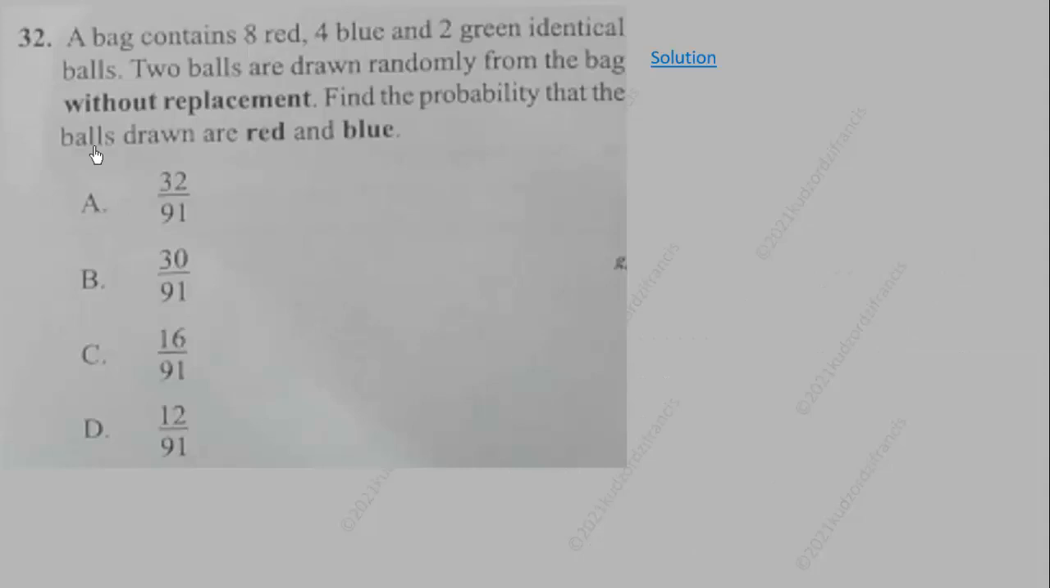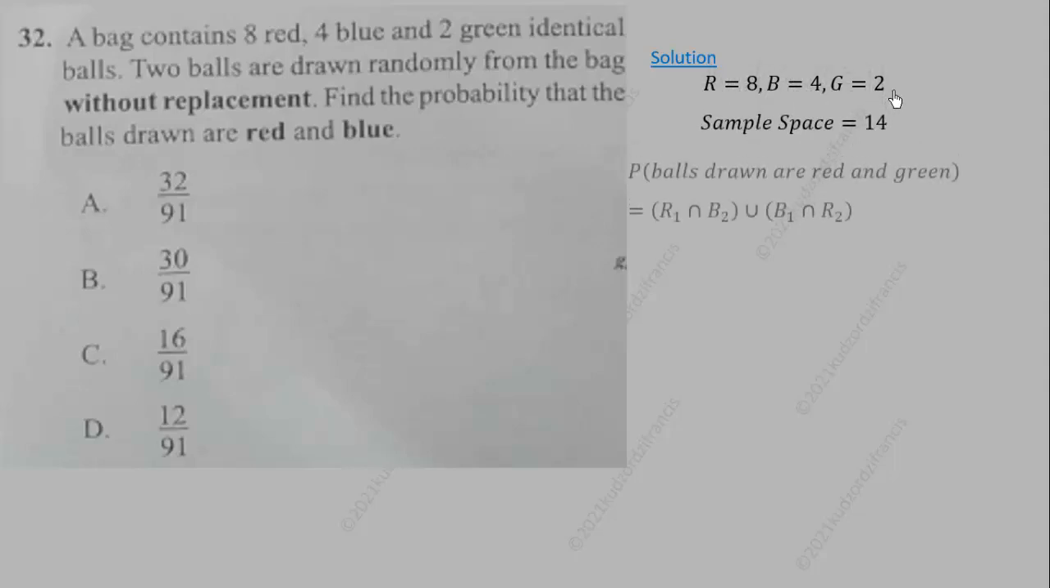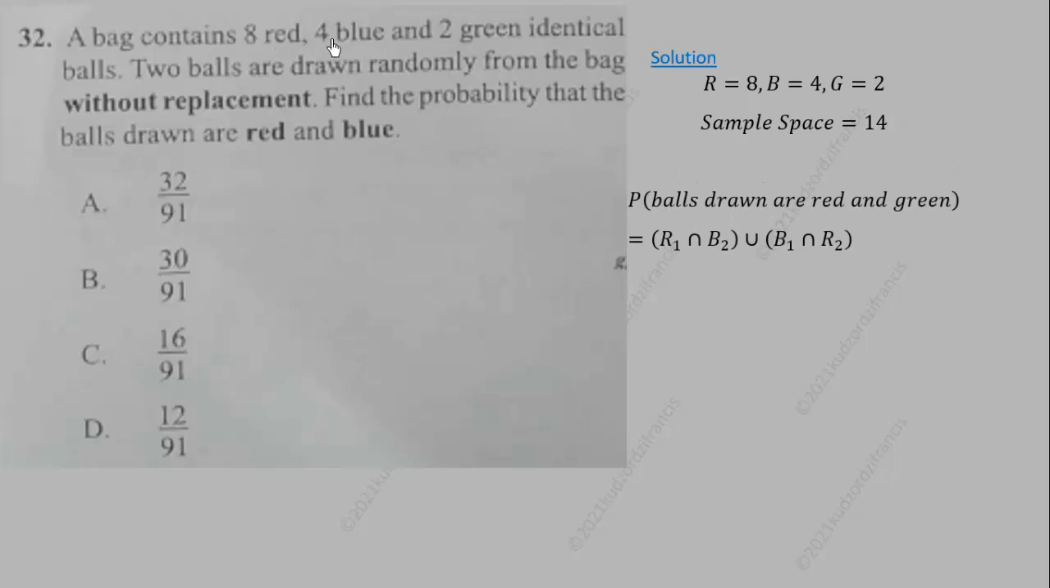Now we have question 32. A bag contains 8 red, 4 blue, and 2 green identical balls. 2 balls are drawn randomly from the bag without replacement. Find the probability that the balls drawn are red and blue. So number of red balls, we have 8, then blue 4, then green 2. And the sample space is the total number. Adding all these, we get 14.